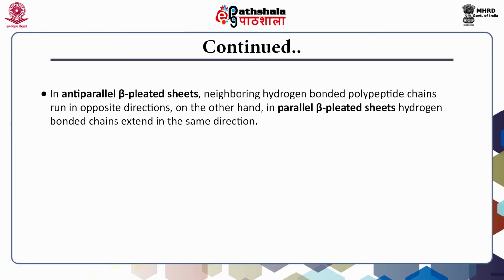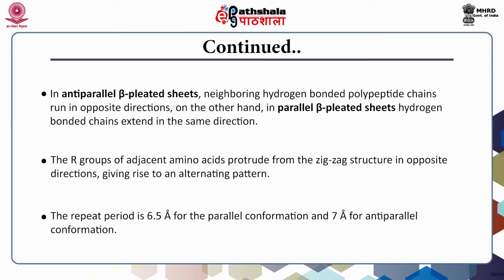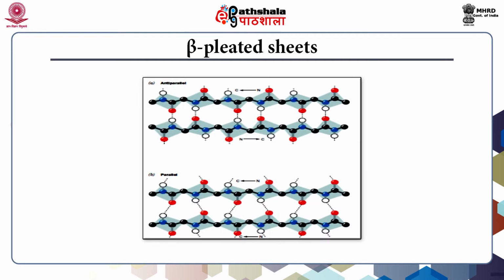In the anti-parallel beta pleated sheets, neighboring hydrogen bonded polypeptide chains run in opposite directions. On the other hand, in parallel beta pleated sheets, hydrogen bonded chains extend in the same direction. The R groups of adjacent amino acids protrude from the zigzag structure in opposite directions, giving rise to an alternating pattern. The repeat period is 6.5 angstrom for the parallel conformation and 7 angstrom for the anti-parallel conformation. Here we look at a pictorial diagram of the anti-parallel and parallel forms of the beta pleated sheets.